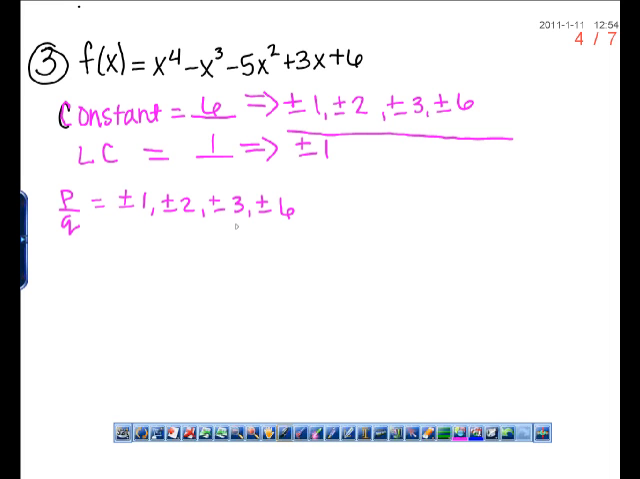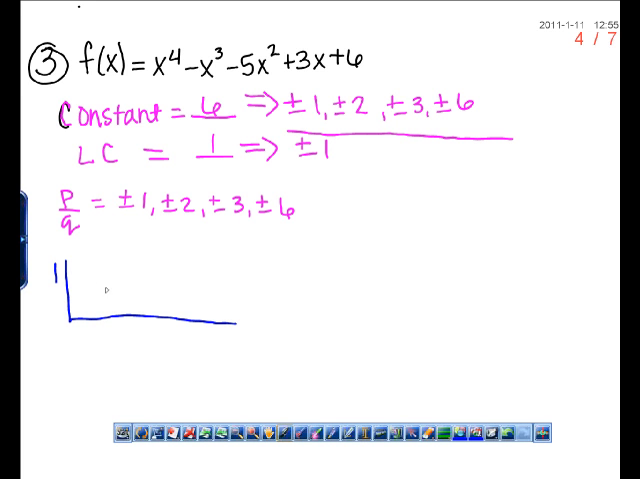But do they all have to be real? No. So maximum number of real roots is 4. But we could have 2 real, 2 imaginary, something like that. All right? So now we start guessing and checking. And always start with your easier numbers. So let's start with positive 1.